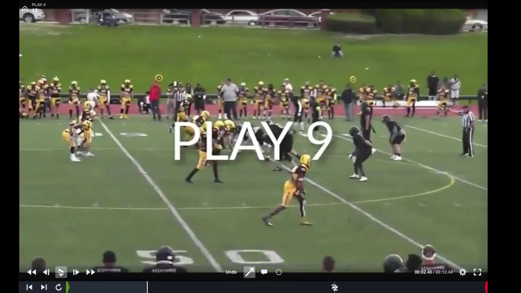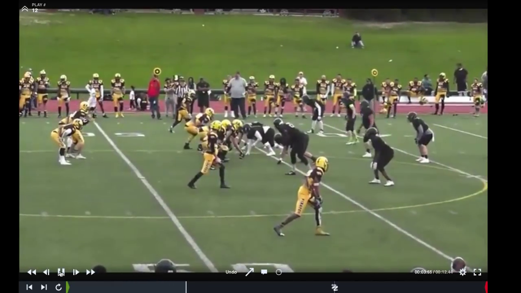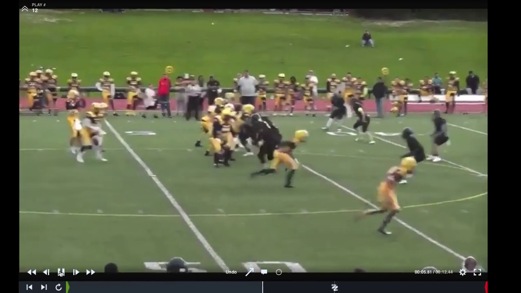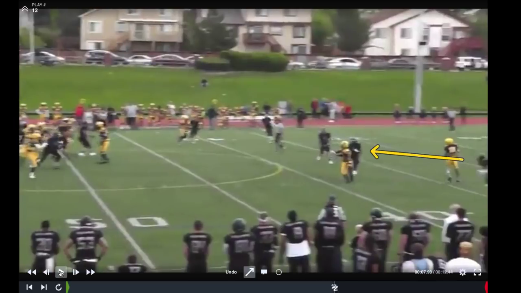So here is a great job by this defender of lowering his target zone and making sure that he does not hit up high. And as a result, the receiver is able to get up and walk away. And just a good overall play by the defender here.